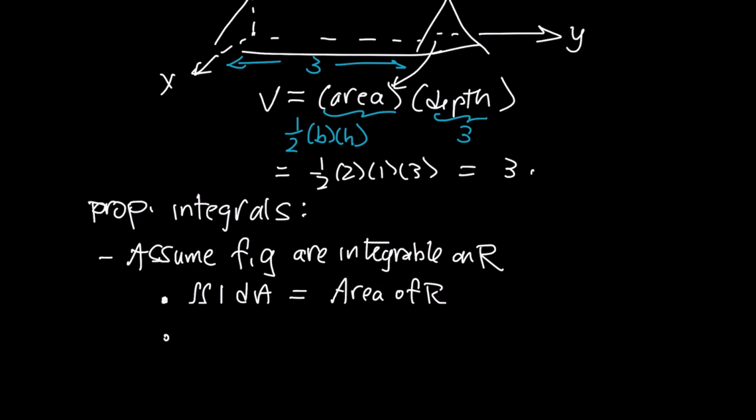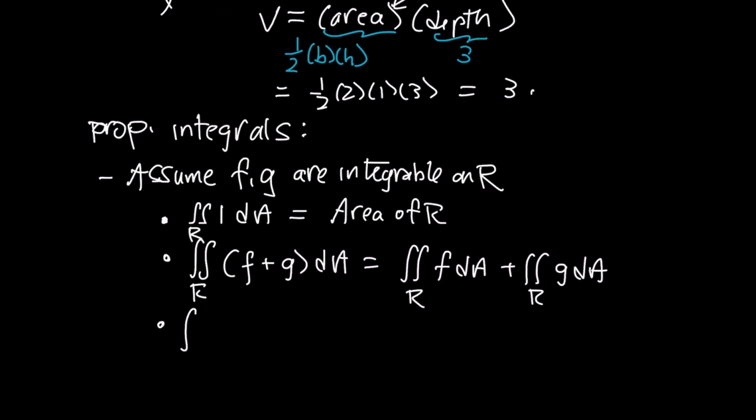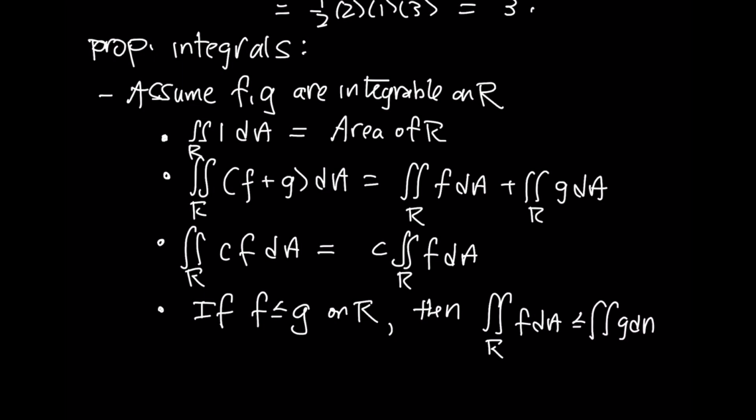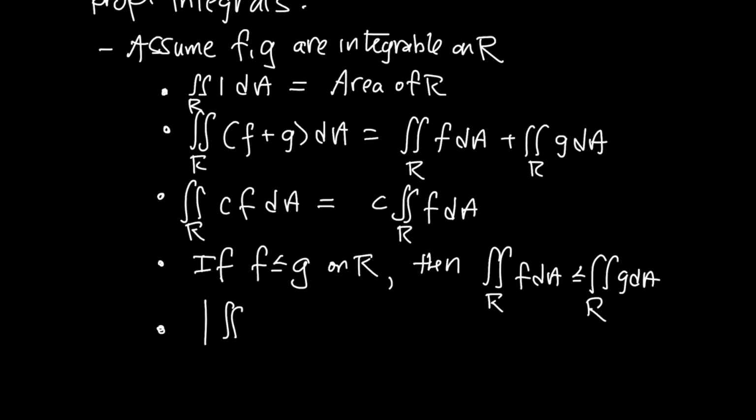We've got our usual linearity. If we have the sum of two functions, it's simply going to be the sum of their integrals. If we are double integrating a function times a constant, so if it's being scaled, it's simply going to be the scale of the integral. We've got what's called the monotonicity property: if one function is less than or equal to the other function on R, the integral of the smaller one will also be less than or equal to the integral of the larger one over that same rectangle. And finally, we have the absolute value property, that the absolute value of the integral is less than or equal to the integral of the absolute value of the function over R.